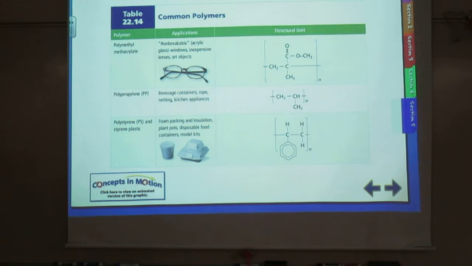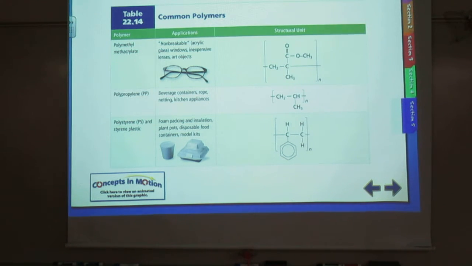Okay, we have the polypropylene, which is called PP. Sometimes you might see these on different plastics if you turn them over. It's pretty common. Beverage containers, it'll say PP on the bottom if you turn that over, like a Coke can or a Coke bottle will say the PP on it. Different appliances are made out of this. That's a very simple monomer, not compared to that polymethyl methacrylate, which is very complicated.